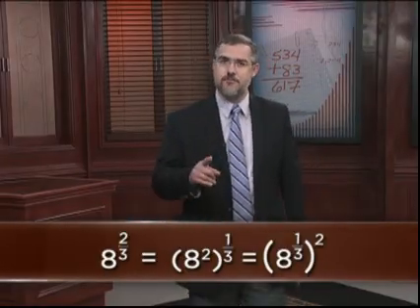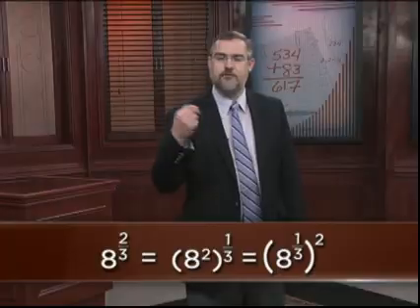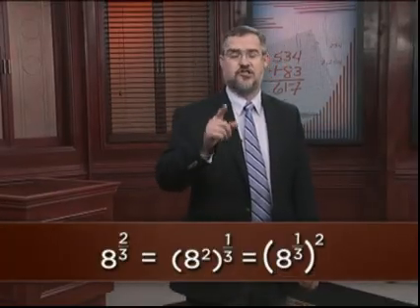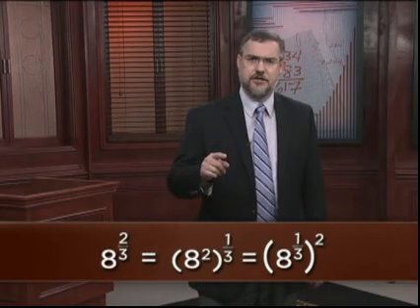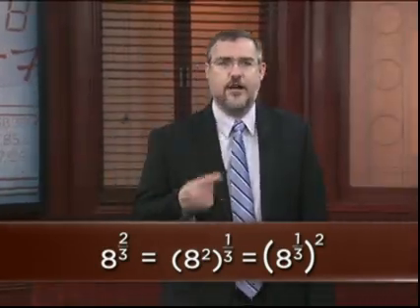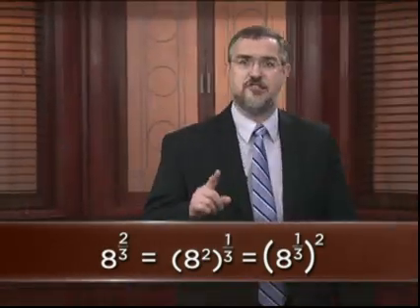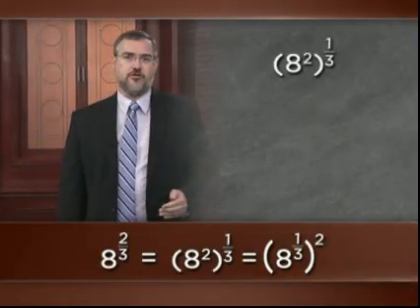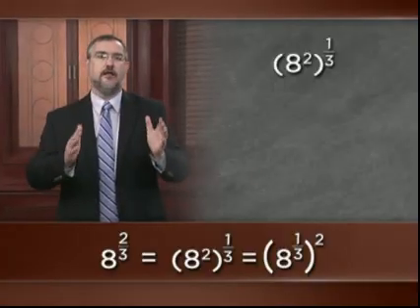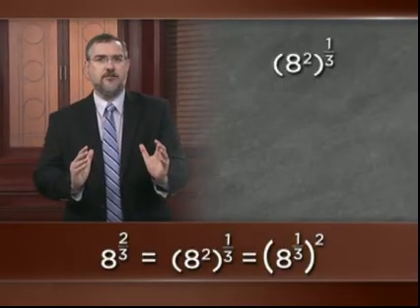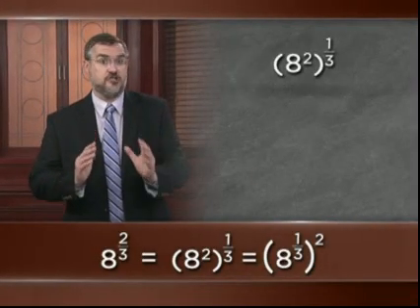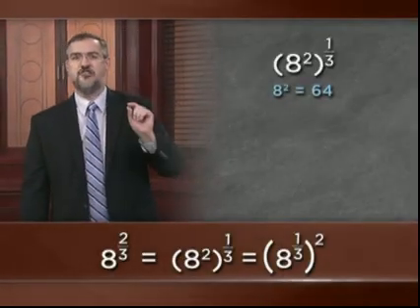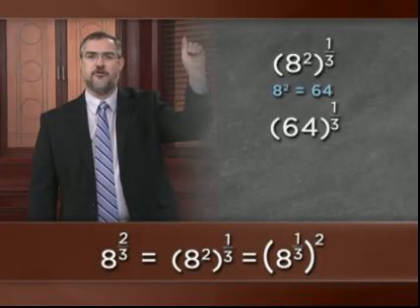And I want to confirm that now by working out both of those things step by step to see if they both give me the same answer. So first, let's look at 8 raised to the 2/3 power as 8 to the 2, then raising that to the 1/3. Okay, how do I do that? Well, the 8 to the 2 that's down in the parentheses is going to give me 64. 8 squared is 64. And so I can rewrite things as 64 raised to the 1/3 power.